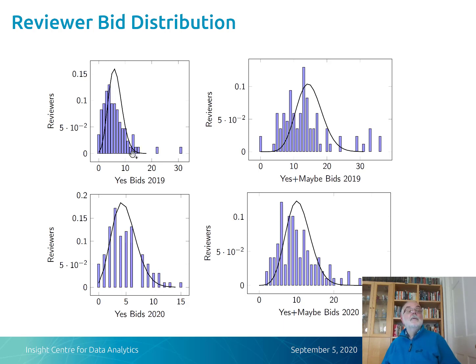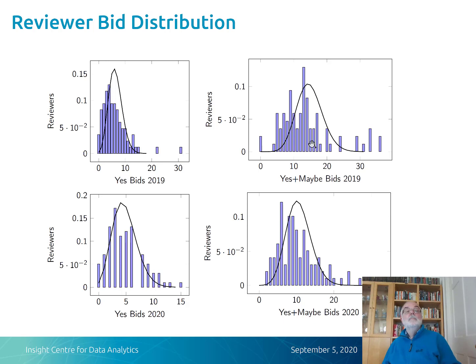On the left we have only the yes bids, the strongest preferences. In blue we have the number of bids per reviewer, counting how many reviewers specify this number of bids. The black line is a fitted Poisson distribution. The fit is not particularly good.